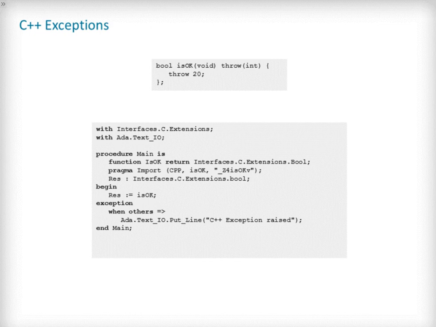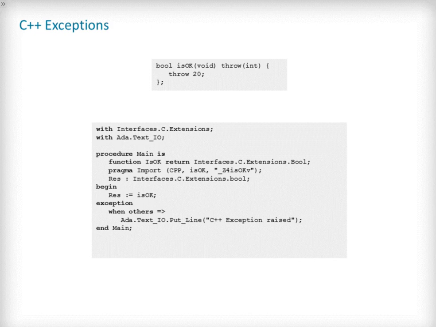No lecture on interfacing to C++ will be complete without saying something about C++ exceptions. It is possible for Ada main programs to catch exceptions raised by imported C++ programs. The C++ implementation of the isOK subprogram deliberately throws an exception with an argument value of 20.